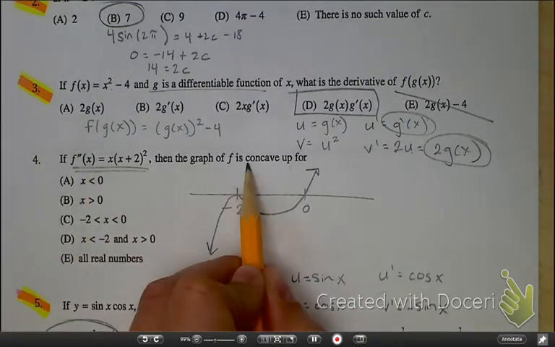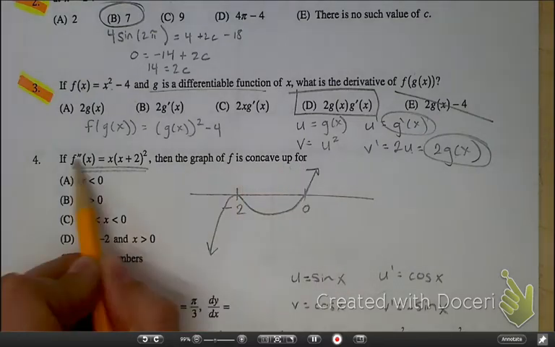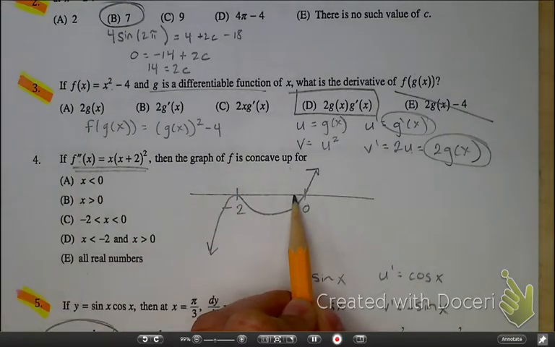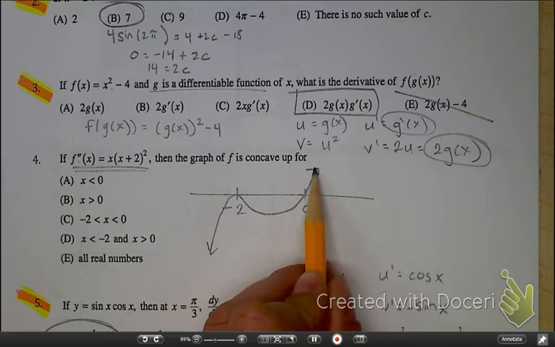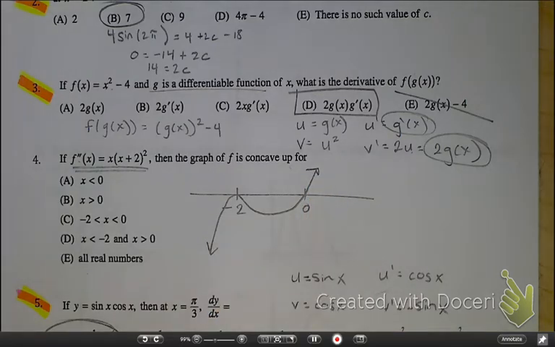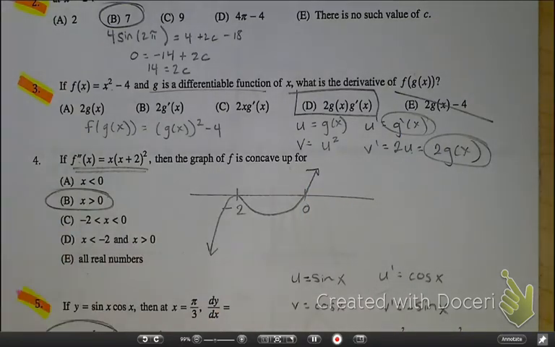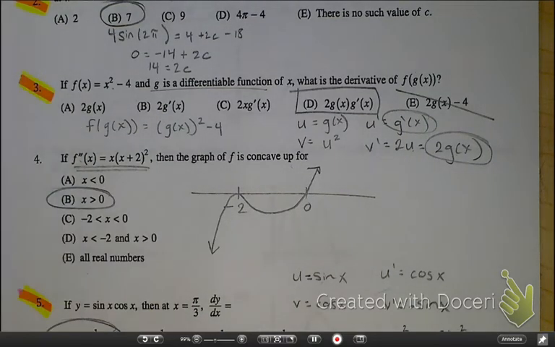So if I'm looking for where the function is concave up, I want to know where its second derivative is positive. Anywhere that x is greater than 0, we have a positive second derivative, which means I'm looking at answer choice B. All right, there's number 4.